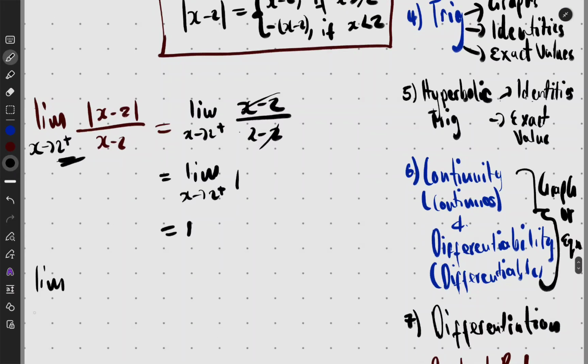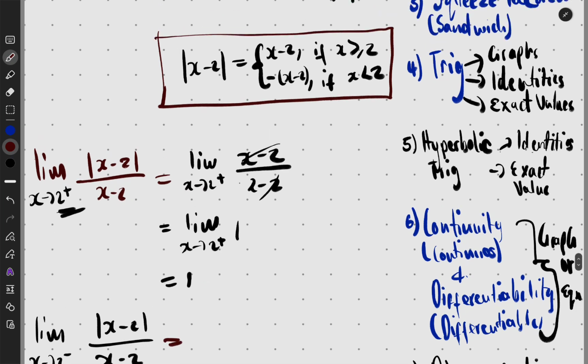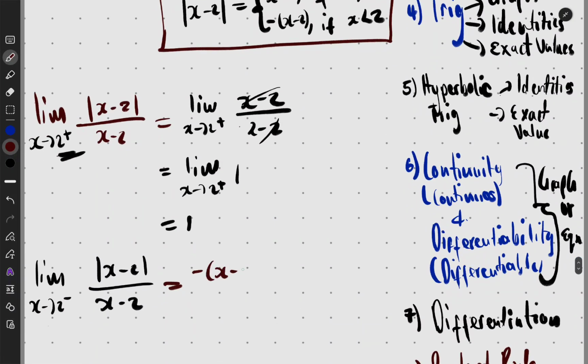Now what if we're getting the limit as x approaches 2 from the left of the modulus of x minus 2 over x minus 2? Well, for this one, we are coming from the left, so we are less than 2. So here we'll take the one for less than 2, which is minus of x minus 2. So it's minus of x minus 2 over x minus 2. We're still getting the limit as x approaches 2 from the left of negative of x minus 2 over x minus 2.